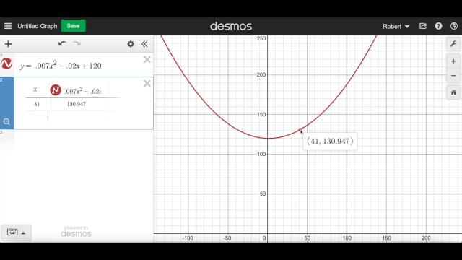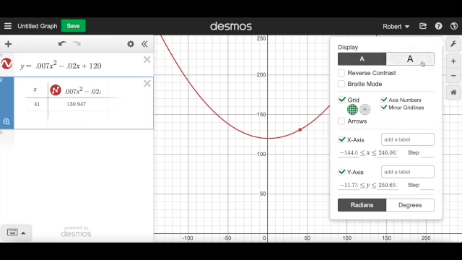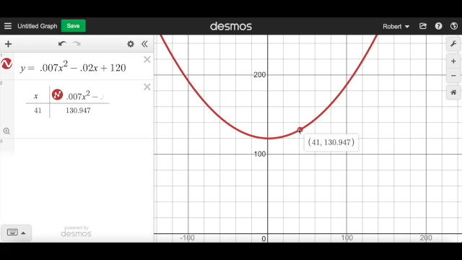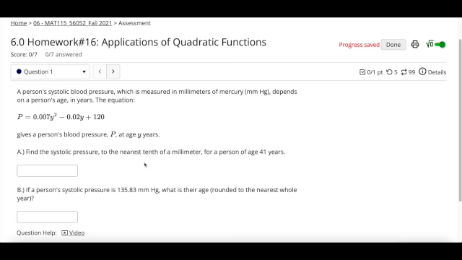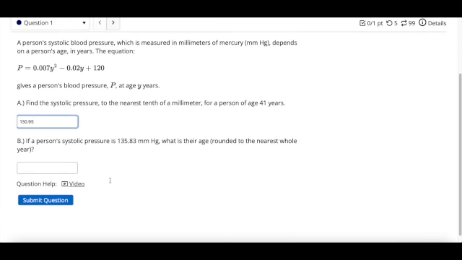So that equates to right about there. You can see it's the same value, 130.947. And I like to give the answers 2 digits just because it seems like there's less problems when I do that. 130.95 in this case.